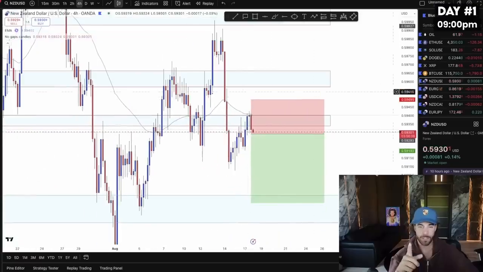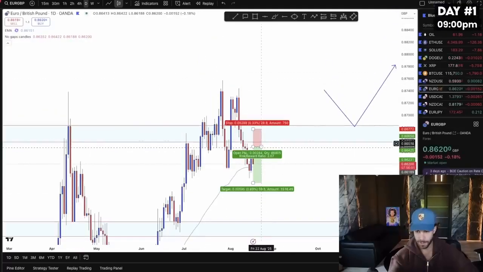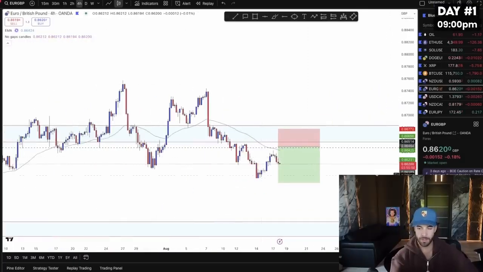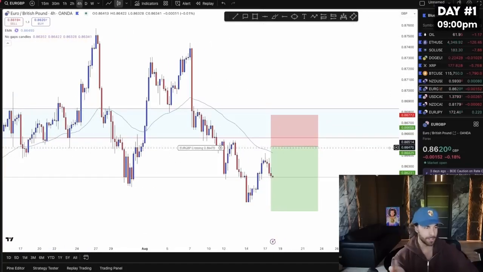So that's NZD/USD. We have Euro GBP, which we have been waiting for this trade to come back up into this area of interest for us to sell. Price has not come back up into this area of interest. So as of right now, we're kind of just waiting for the market to do that. As of right now, we're literally just setting and forgetting until that happens.